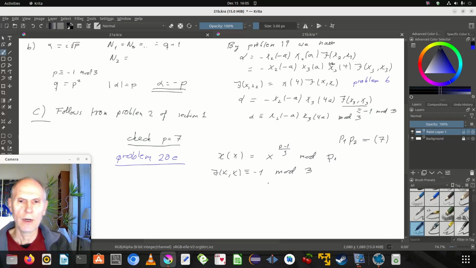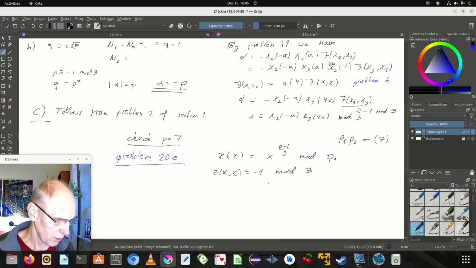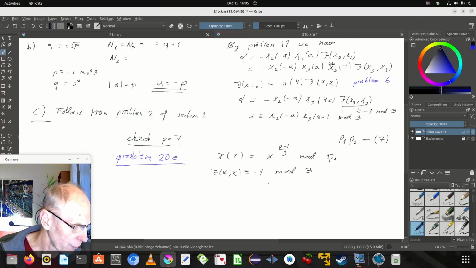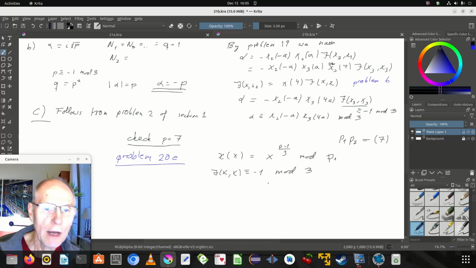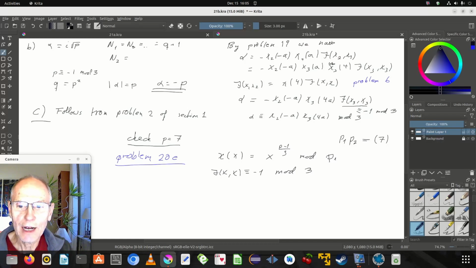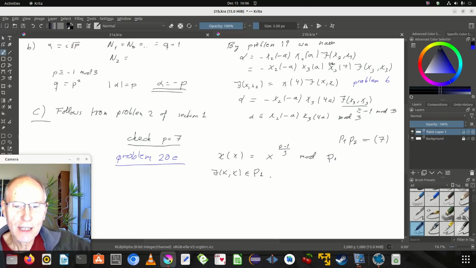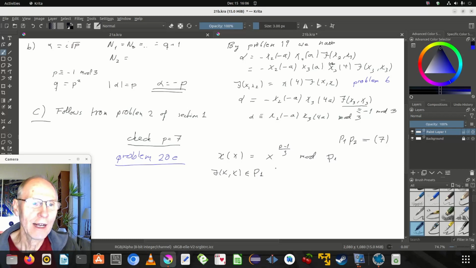Is that true? I didn't think that was. Yeah. No, we have to show that it lies in the ideal P1. That's something quite different. So it's true that modulo 3 is equivalent to -1, but we have to show that it lies in this ideal. That's the point, and I totally missed that.